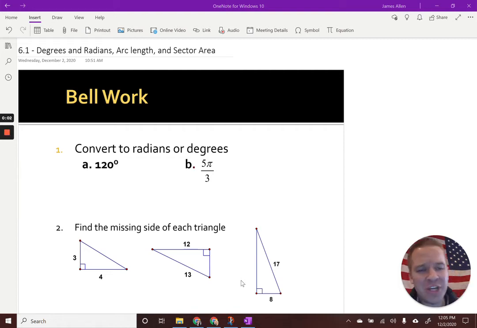Woo-hoo! New chapter, trig coming at you. But we got to get some of our basics down. A little bit of review first. We got degrees and radians. We got arc length. We got sector area. I mean, this is jam packed with a lot of fun here.